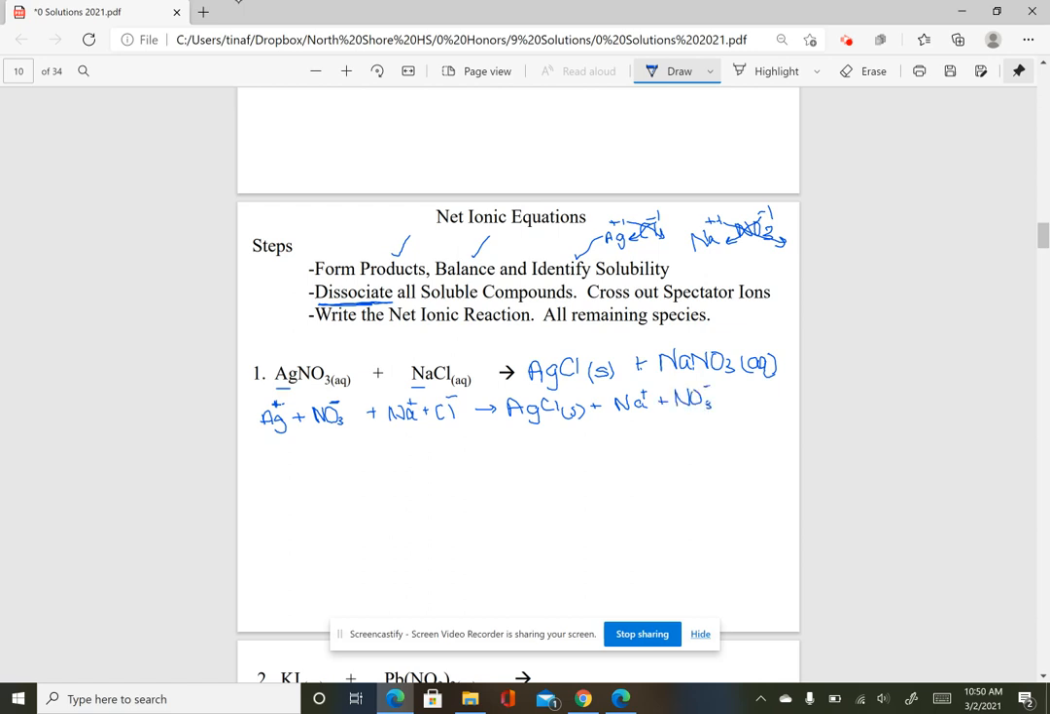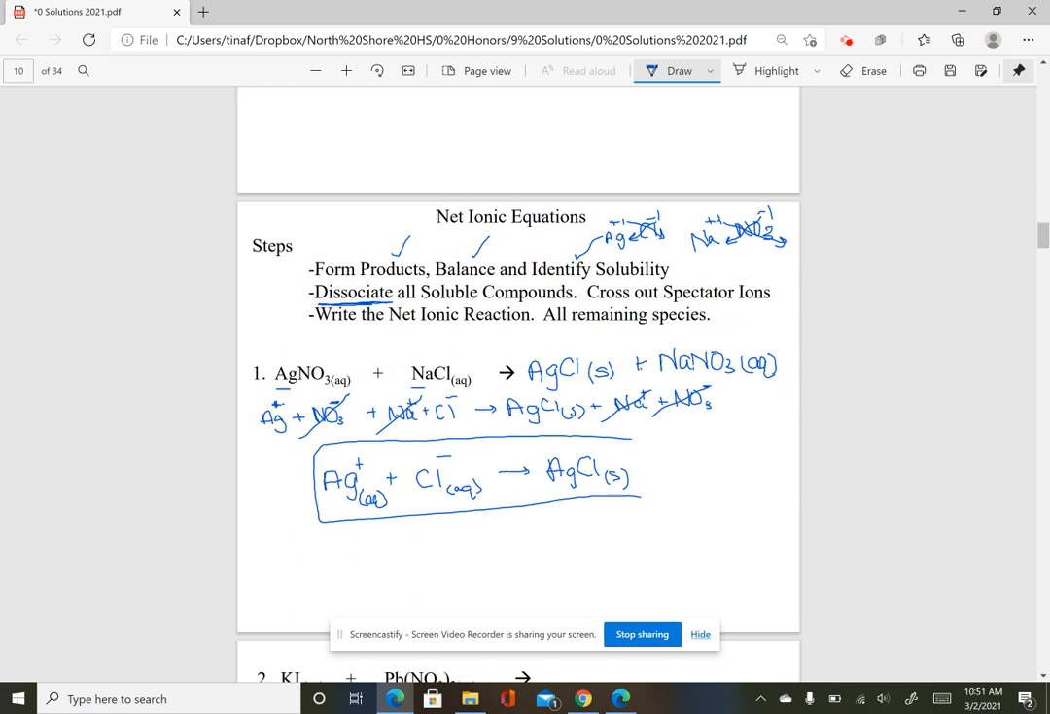Okay? Now what you're going to do is compare the left to the right side of the arrow. Whatever is in common on both sides cancels out. So there's an NO3 here and an NO3 here, and there's an Na here and an Na here. Now you're going to rewrite what you're left with. Ag plus, Cl minus. Those should both have aqueous next to them. They're going to make AgCl solid. And this is my net ionic equation for that reaction.